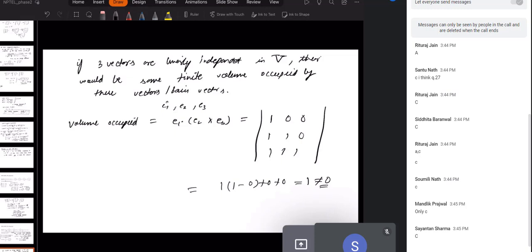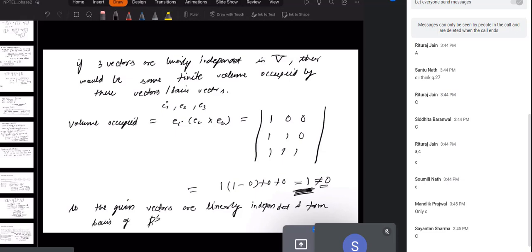That means they occupy a finite volume. So we can say the given vectors are linearly independent, and as I've already told, if they are linearly independent, then they form a basis of the three-dimensional vector space R3.